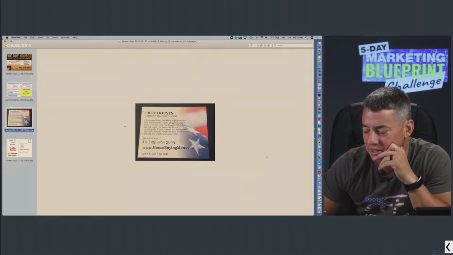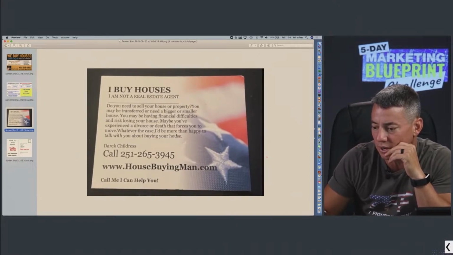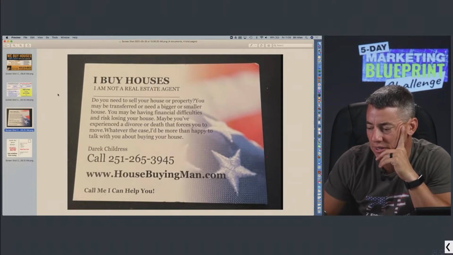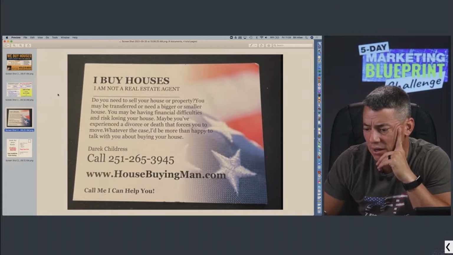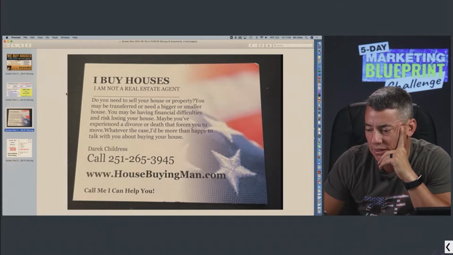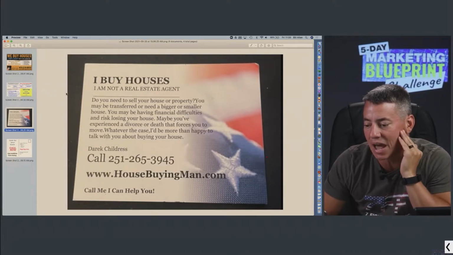Let's see. How about this one? It's a little small. Let me see if I can zoom in on it. So this is the back of a card, right? It looks like it's got an American flag on there. It says, I buy houses on the top. I am not a real estate agent.